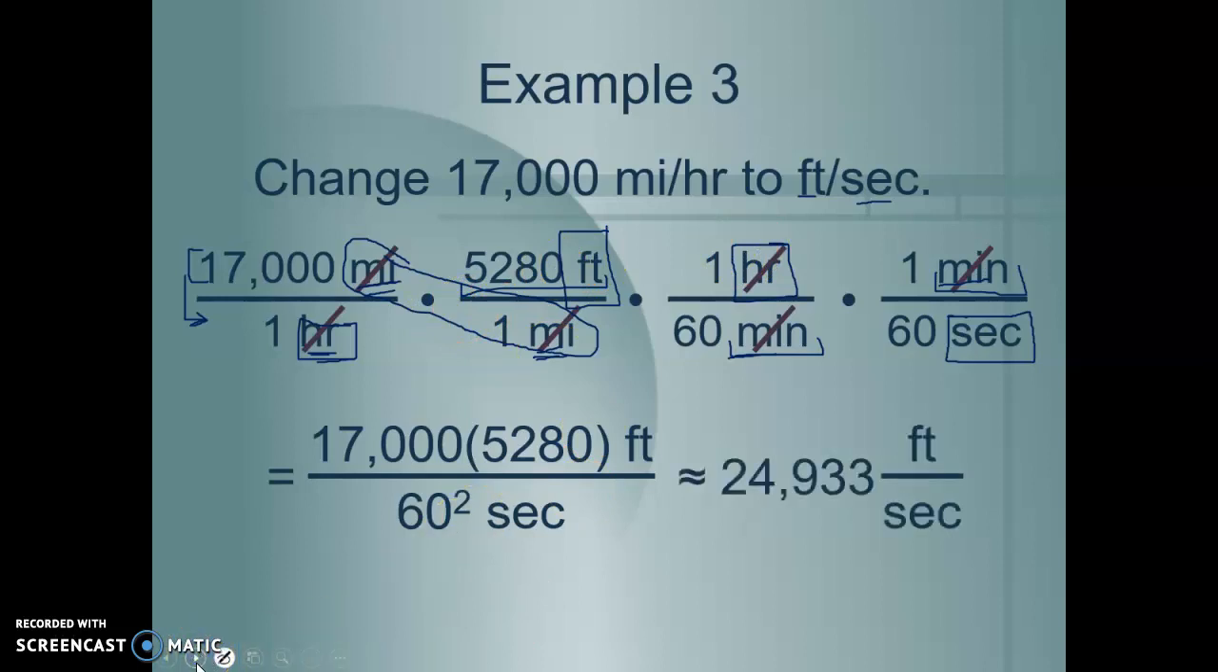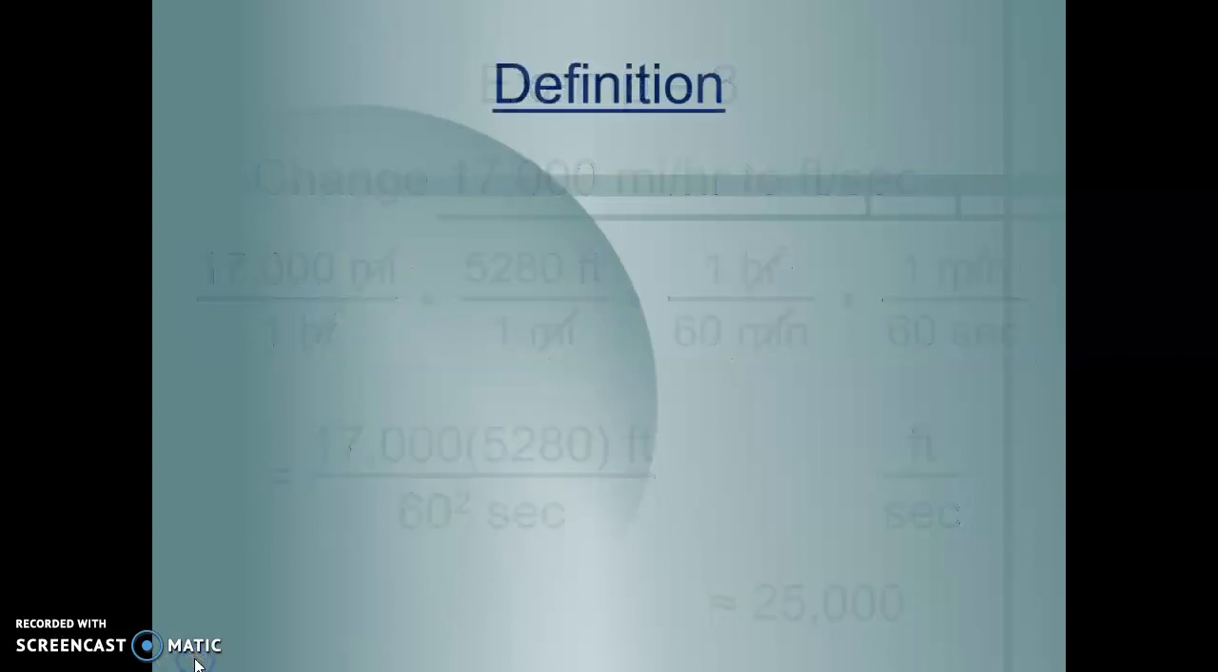1 times 1 times 60 times 60, or 60 squared. When I plug that into my calculator, I'm going to get 24,933 feet per second, approximately. This means approximately because it is going to give me a decimal answer. We can round that up to approximately 25,000 feet per second, depending on what place value they tell us to round our answer to.